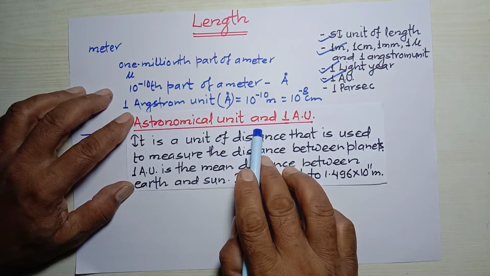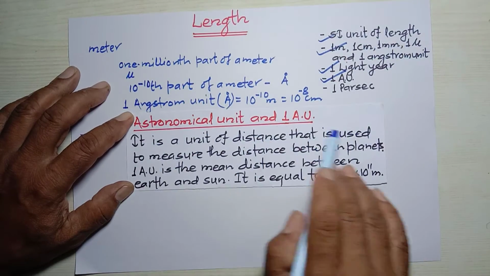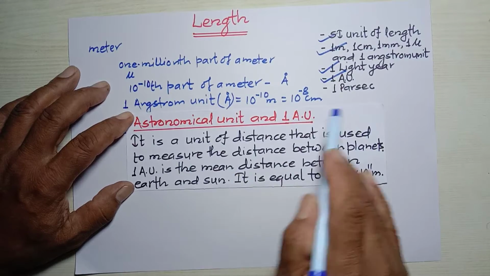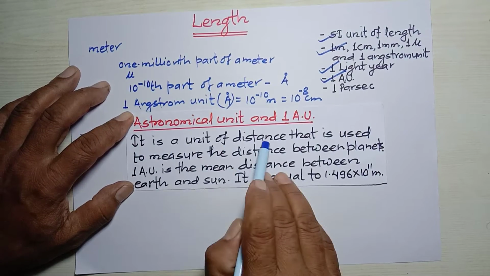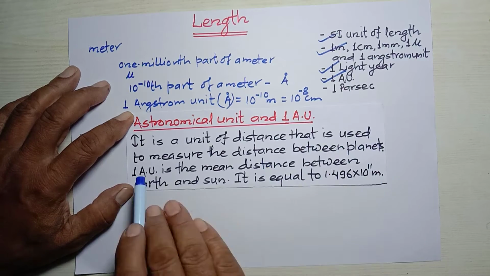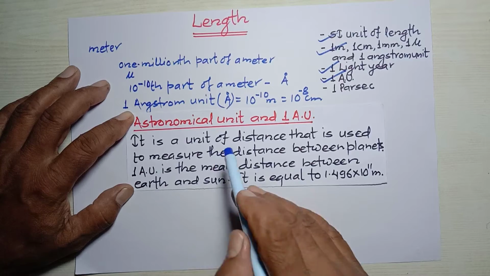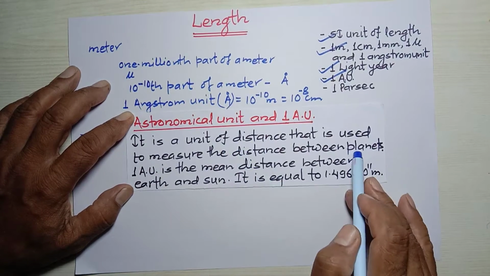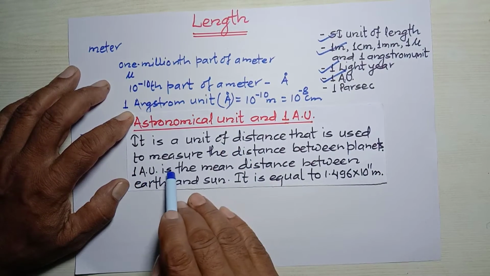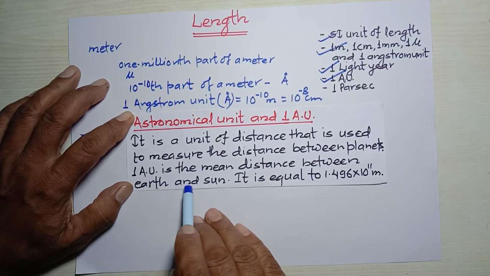Astronomical unit and 1 astronomical unit are two different matters. That's why I am going to define them differently. Astronomical unit is a unit of distance that is used to measure the distance between planets. Actually it is designed to measure the distance between planets. And 1 astronomical unit is the mean distance between the Earth and the Sun.